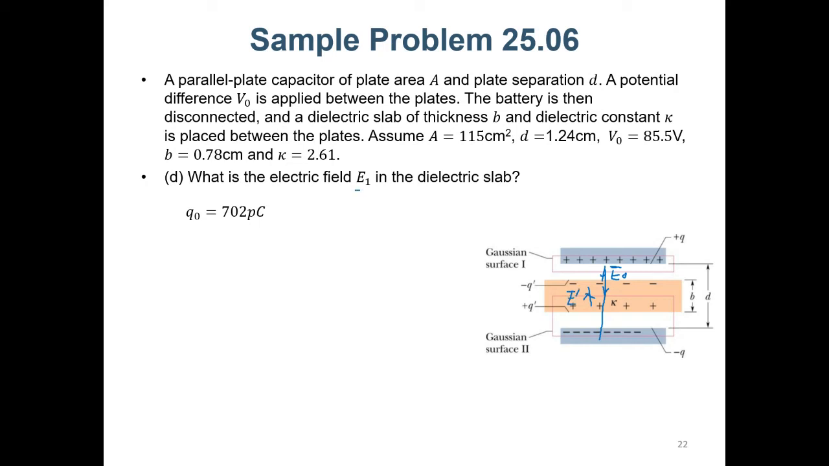So E1, which is the E field inside the dielectric, will be E0 minus E prime. E prime is the E field generated by this dipole, and it cancels part of the E0. So it becomes E1. So you can regard it as there are some charges called Q prime here, which should be smaller than Q. Q prime should be smaller than Q.